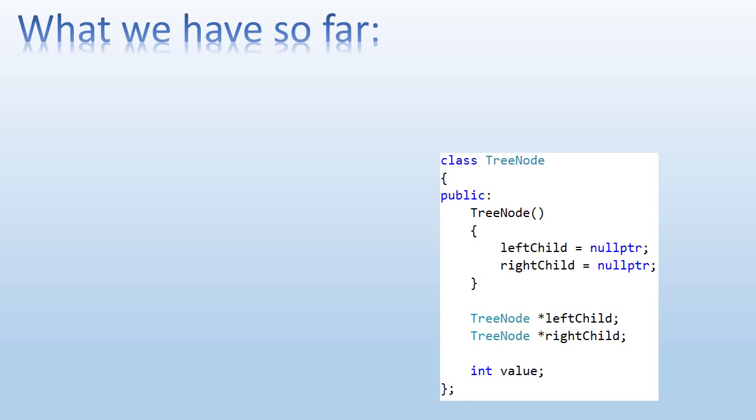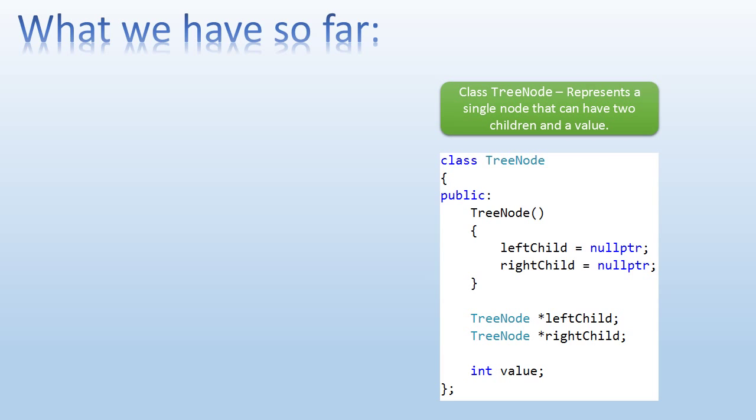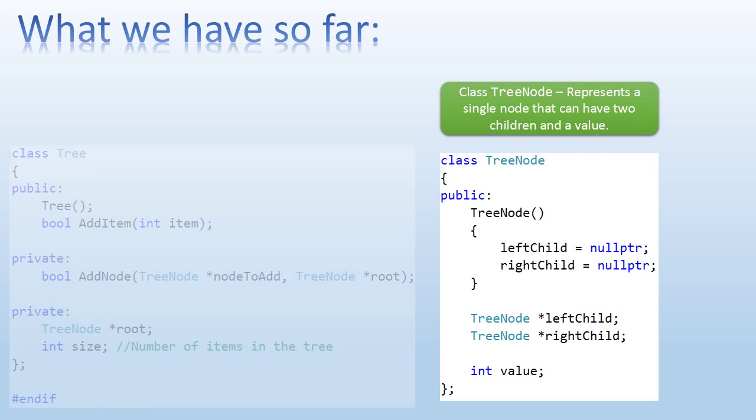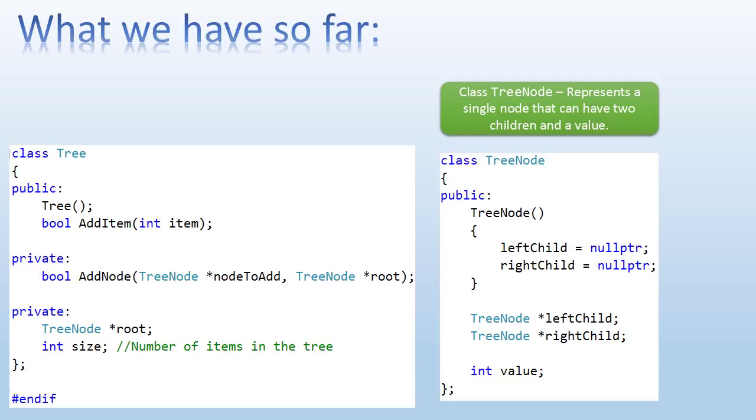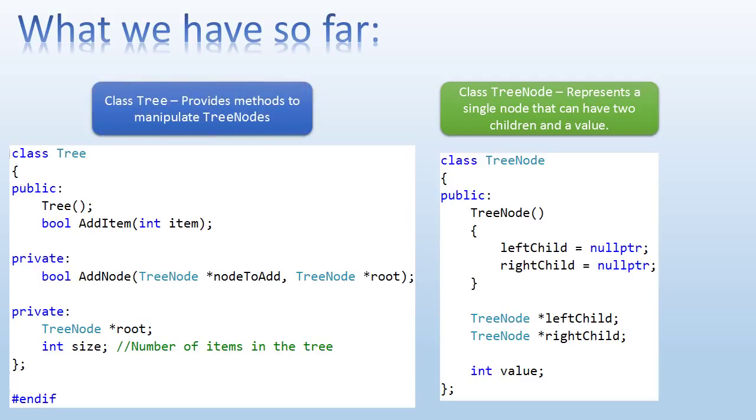Now let's look at these two classes that we're using for our binary search tree. We have class tree node, which represents a single tree node. We also have class tree, which provides methods so that the client code can manipulate the tree. It uses pointers to keep track of and manipulate tree nodes.